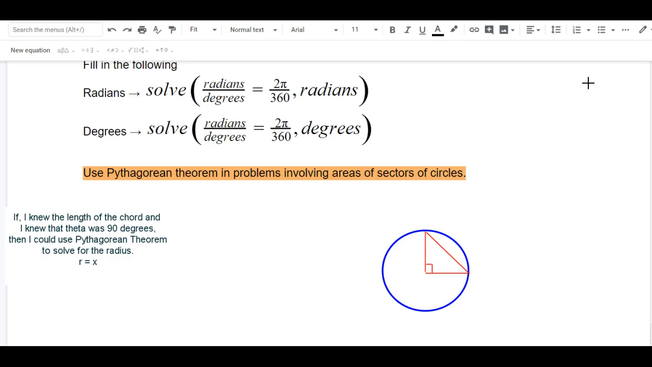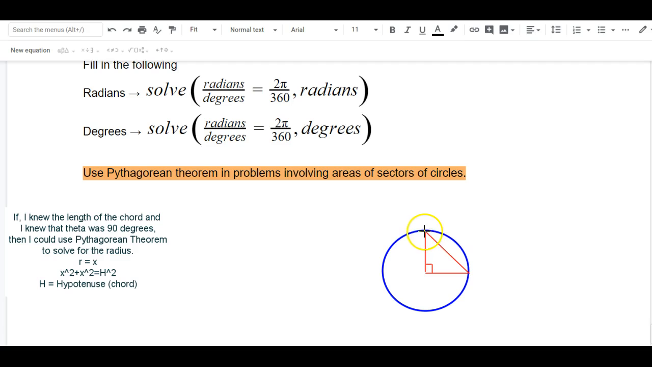Then I could put it in my calculator: x squared plus x squared equals the chord squared, so the hypotenuse squared, and I would solve it for x, where h is equal to the chord or the hypotenuse, whatever the chord length is. So this is where this would come in.